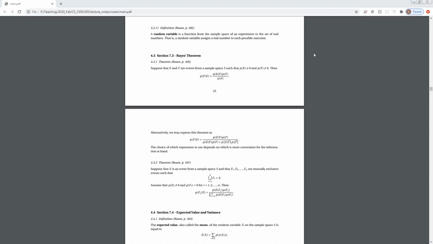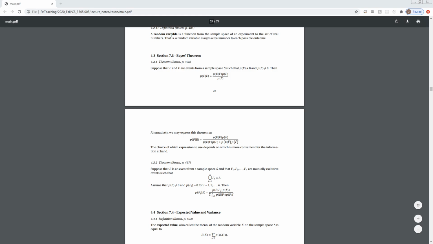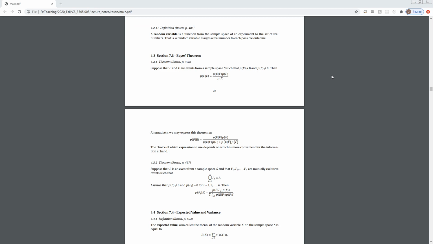Okay, so we ended last time on the concept of a random variable. It is essentially a variable that falls in some range, and it is hopefully not terribly predictable. If it is, then it's not all that random.